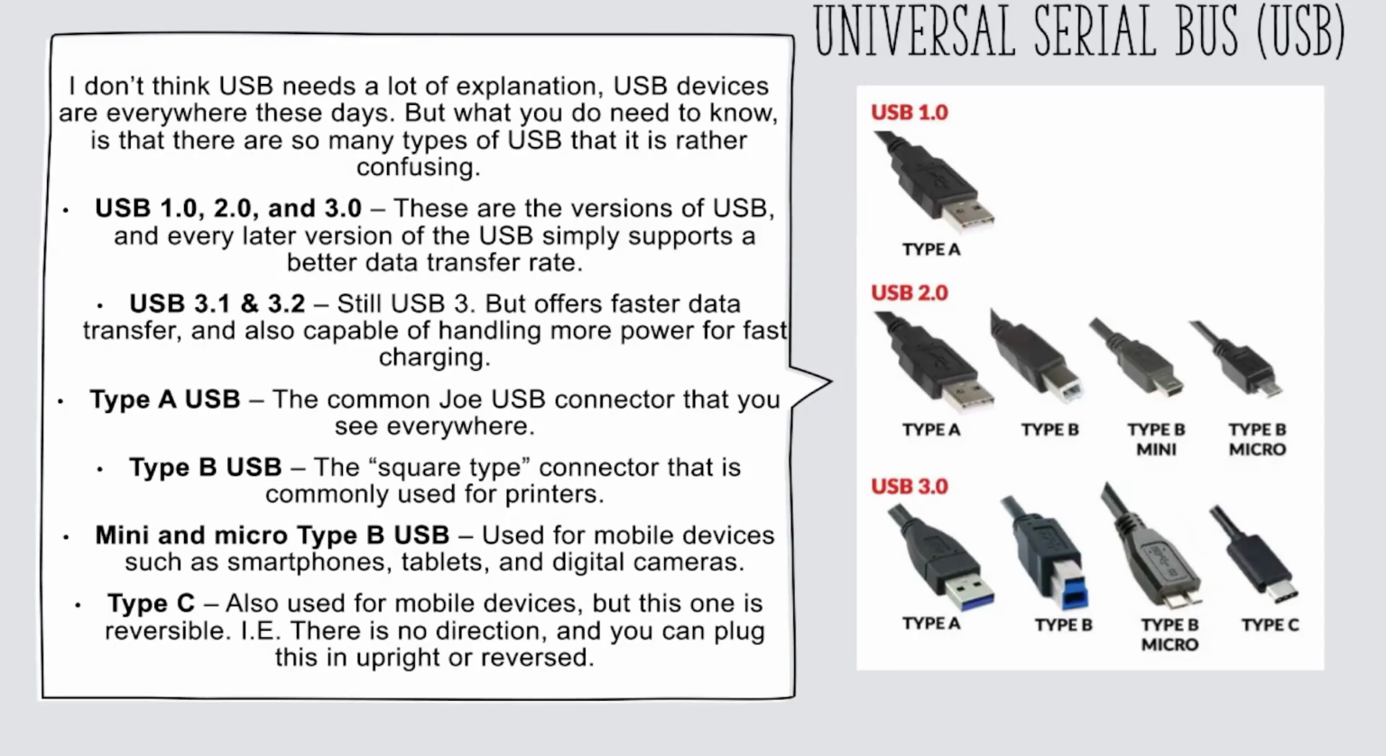Type A USB, the common Joe USB connector that you see everywhere. Type B USB, the square type connector that is commonly used for printers. Mini and micro Type B USB, used for mobile devices such as smartphones, tablets, and digital cameras. Type C, also used for mobile devices, but this one is reversible. There is no direction; you can plug this in upright or reversed.